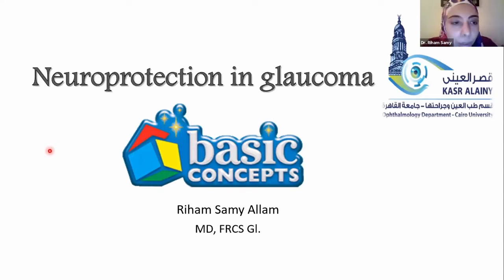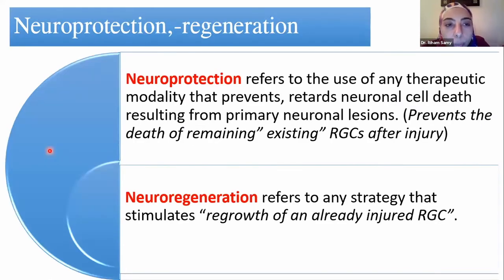And I will talk about the basic concepts of neuroprotection, trying to be as simple as possible. First of all, starting with some definitions, we have to differentiate two terms, neuroprotection and neuroregeneration. By neuroprotection, we refer to the use of any therapeutic modality that can prevent the death of retinal ganglion cells that already occur due to a primary lesion. In other words, prevention of the death of the remaining existing retinal ganglion cells after the primary insult.